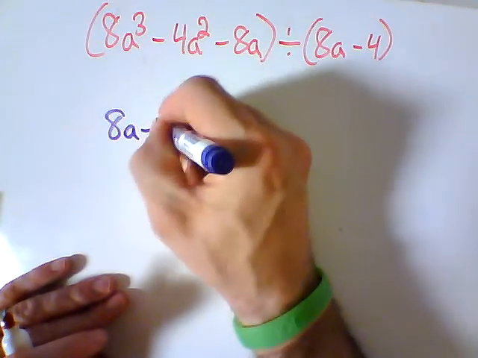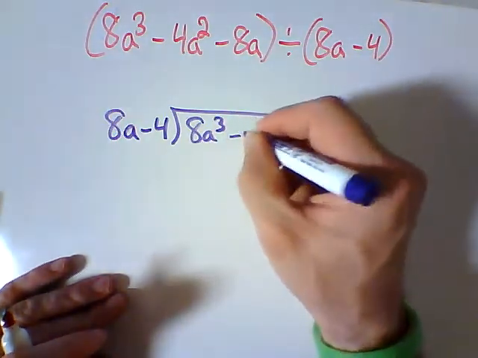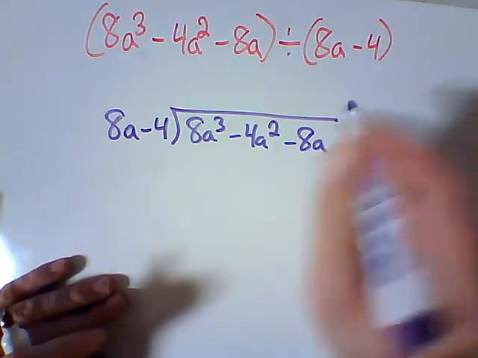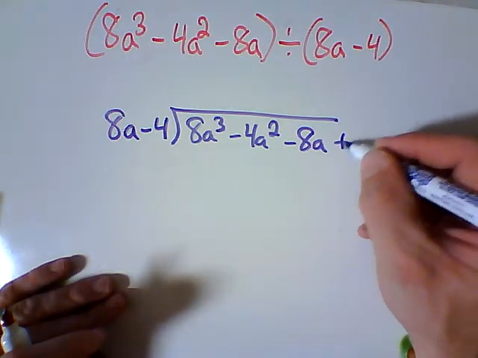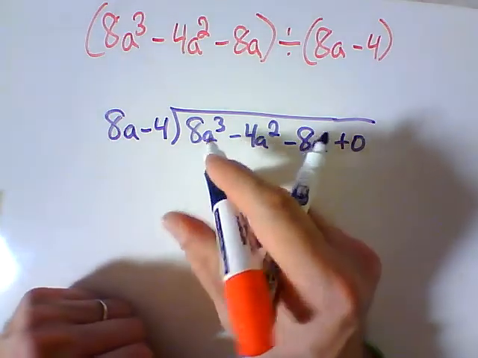8a minus 4. 8a cubed. I don't know why I chose that one now. Minus 4a squared. I must have been tired. Minus 8a. 3, 2, 1. Oh, I need a 0. Talked all that trash last time, and it didn't do me any good.